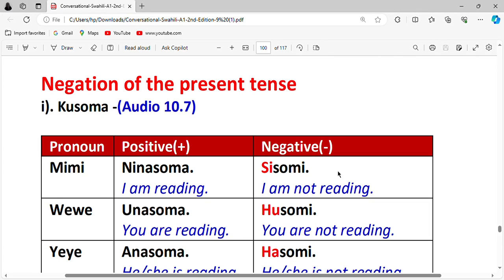But if you are speaking Spanish, si is yes. So my students say si. I say, are you Spanish? Sema ndio. Now, we don't do that here. Okay, sisomi, I am not reading.